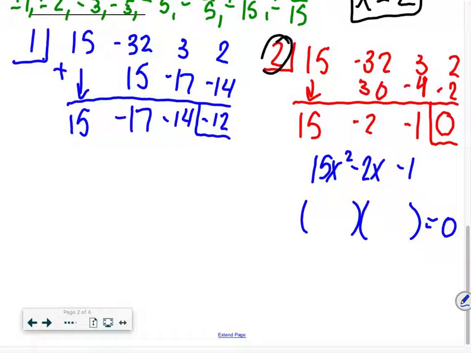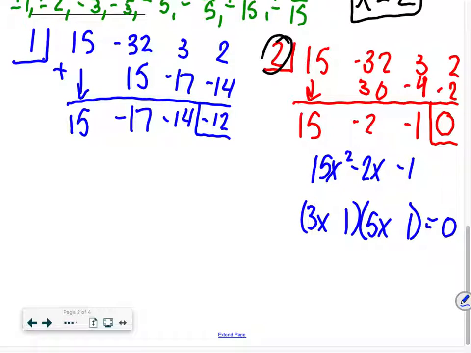What are the only 2 numbers that multiply to 1? 1 and 1. So 1 has to go in back. What multiplies to 15 and is 2 away? 5 and 3. Look at that. Why does your 3x go in the first one? It doesn't matter.